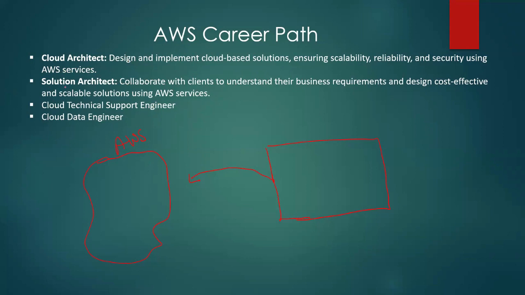Then also you can work as a solution architect. Here you will collaborate with the clients to understand their business requirements and design cost-effective and scalable solutions using AWS. As a cloud architect, your role is limited to only building the required architecture for an IT project, whereas a solution architect means you will be helping clients or other organizations. You will tell them how they can better utilize the AWS cloud and how they can improve the efficiency of their project, and scalability related issues, everything.